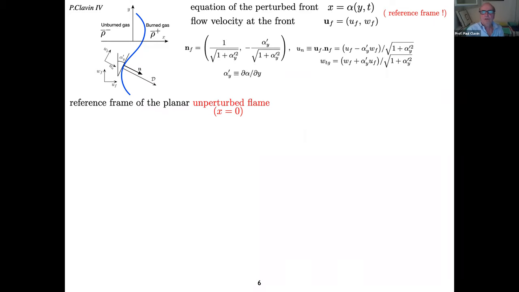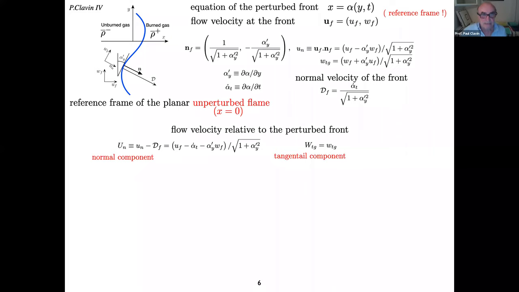So the normal geometrical consideration gives you that if alpha prime one is the derivative of the amplitude with respect to the transverse coordinate, the normal burning velocity has this expression, which is a non-linear expression, and this is the expression of the tangential velocity. And the normal velocity of the front is the derivative with respect to time of the amplitude of the wrinkle, divided by the square root of a geometrical factor here.